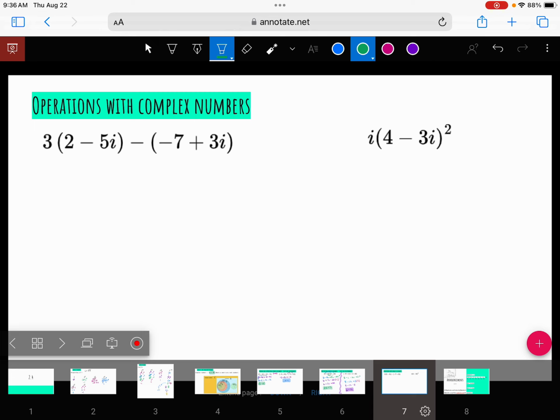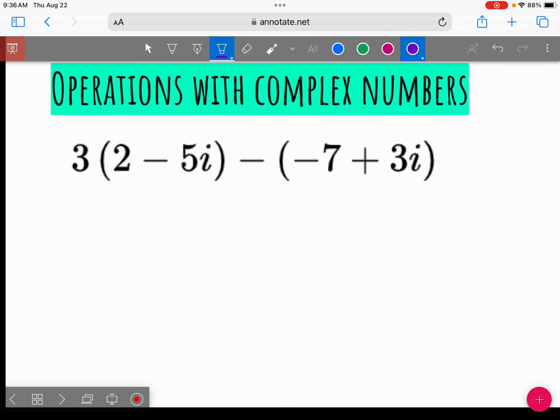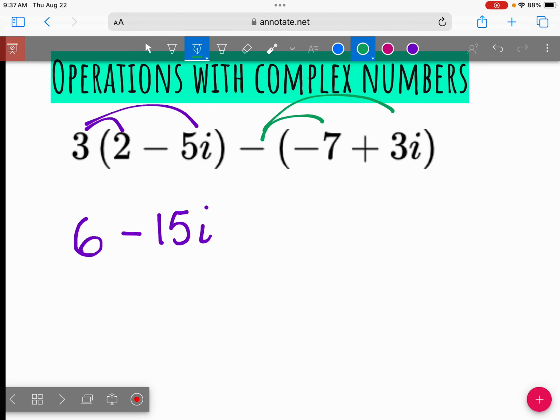Okay? So we're going to need to distribute and then subtract. So we're going to multiply it out first. I got to distribute. Wrong pen. I can never remember to switch back off that highlighter. Distribute the 3. So we're going to have 6 minus 15i. And then we also need to distribute this minus sign. So we've got some double distribution happening here. Plus 7 minus 3i.